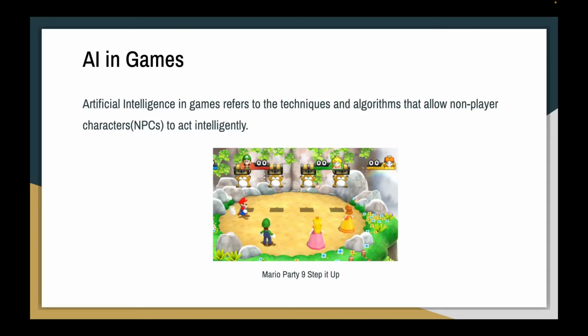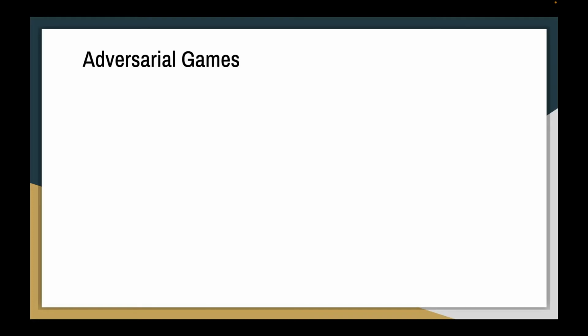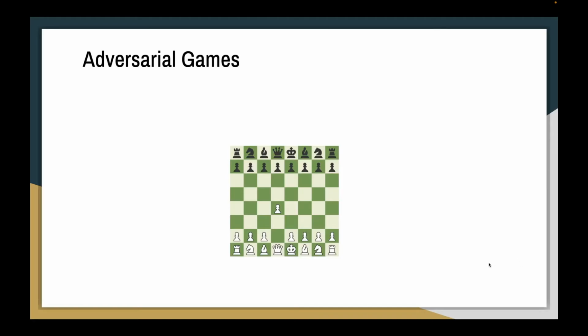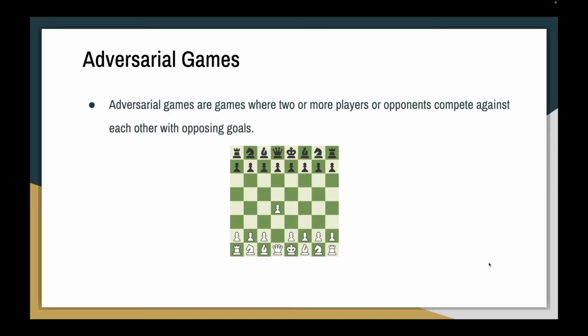So now, before going into this, we need to understand what is adversarial games. Now, let us talk about adversarial games. These are the games where two or more players compete against each other with opposing goals. Adversarial games are the games where you play against someone else and you both want to win. You try to do the best you can while stopping the other person from winning.